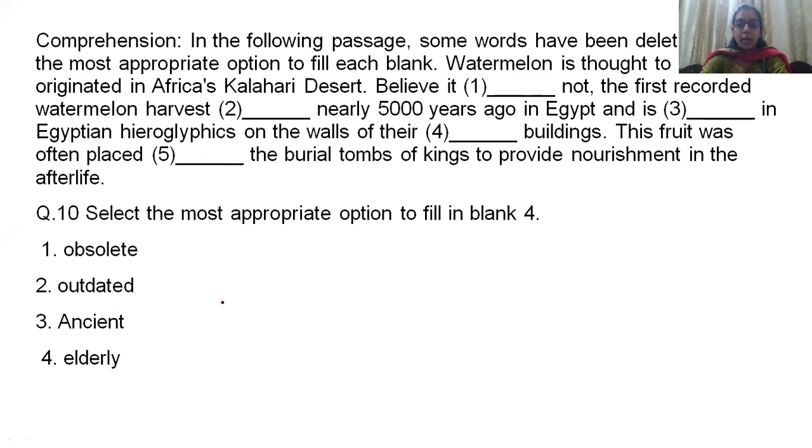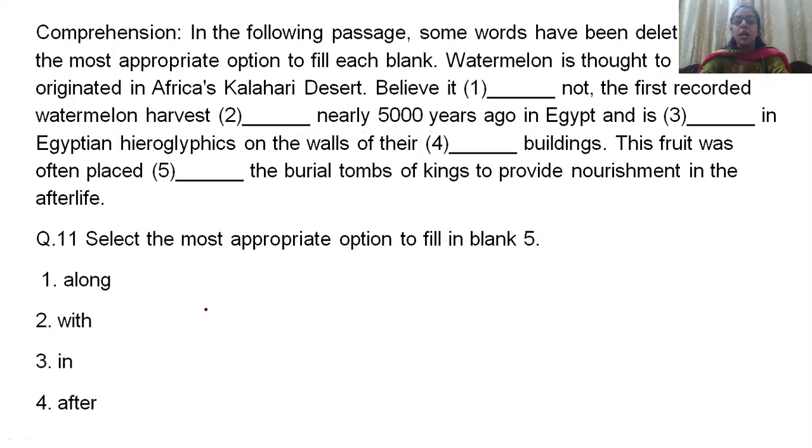Question number 10, in the blank number 4: of their dash building. Obsolete building, outdated buildings, ancient buildings, or elderly buildings. Generally, for buildings, we often use the word ancient, meaning old buildings. So, you will take the correct answer as ancient.